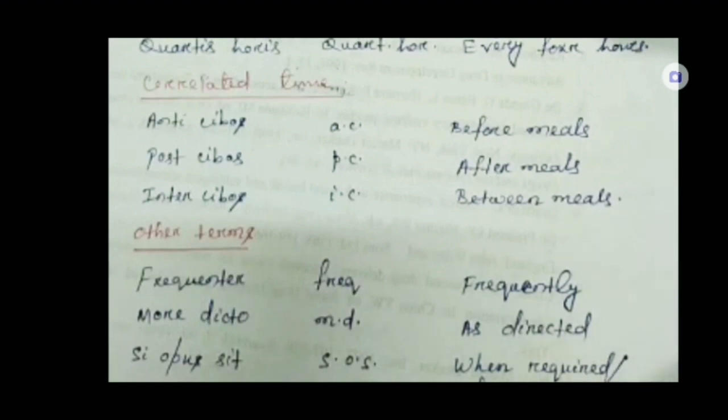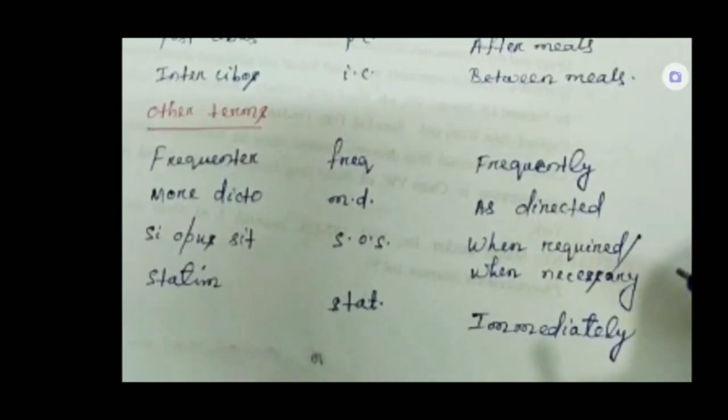These are the different other terms. If it is freq, then we have to understand it is frequently. If MD or more dicto, its meaning is as directed. Si opus sit or SOS indicates as required or when necessary. Likewise, statim. Statim indicates the abbreviation stat, which means immediately in English.